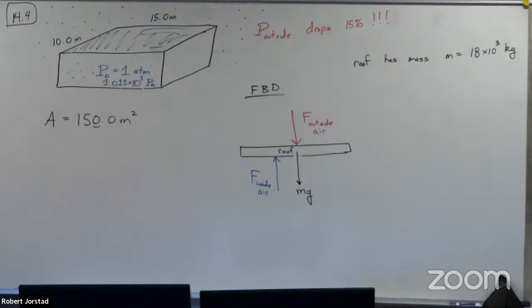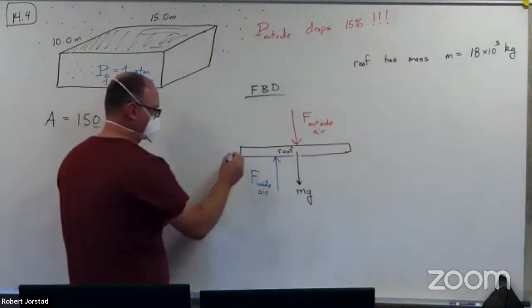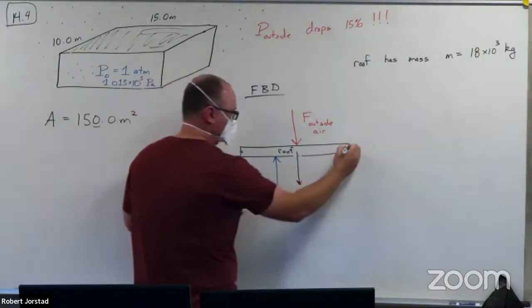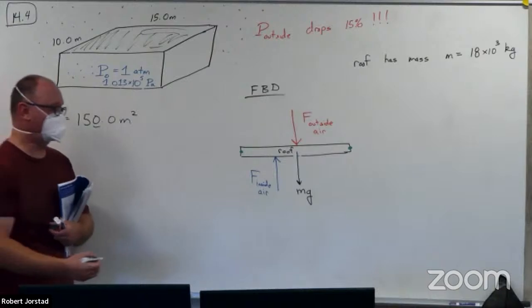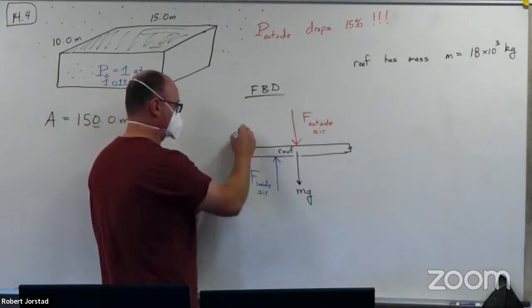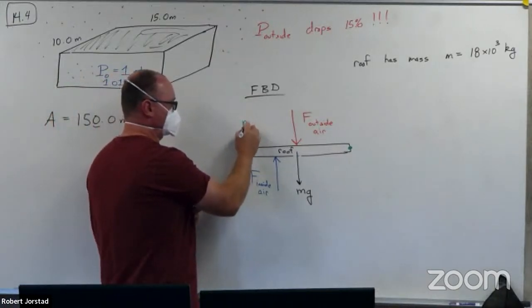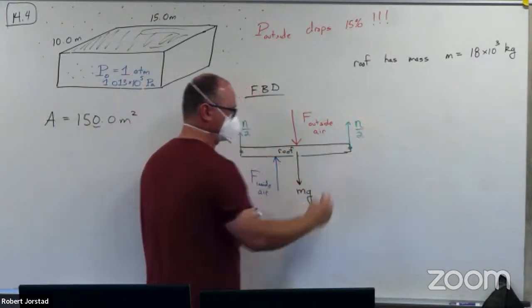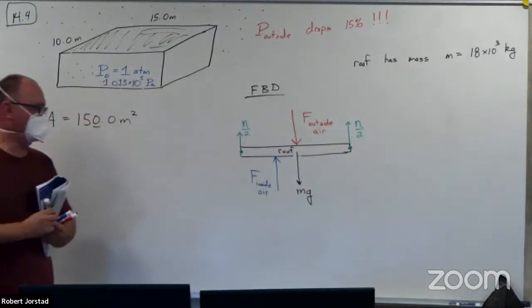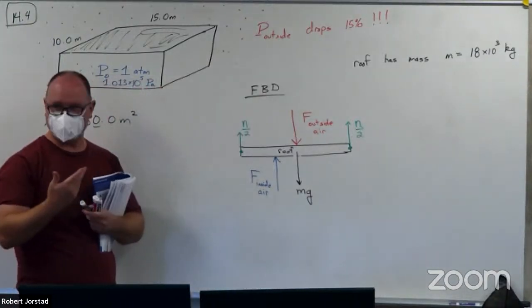Anything else exerting a force on the roof? The walls. So there's probably going to be a force from the walls. You would think there's a normal force up from the walls. So I'm going to call this N over 2, and this N over 2, we're going to assume it's balanced. That way, N would be the total normal force upwards, right?